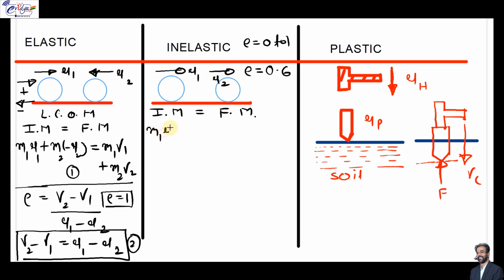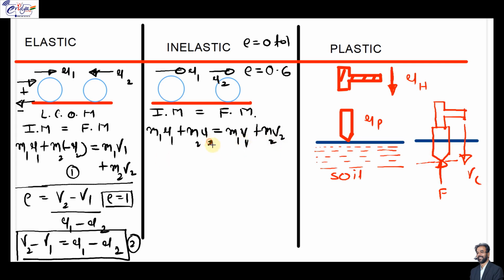So in that case, m1 u1 plus m2 u2 is equal to... I am not taking a negative sign here, remember, because the direction is opposite. These are vectors. As we are dealing with vectors, we have to be very careful about the sign conventions. So that is why m1 v1 plus m2 v2.